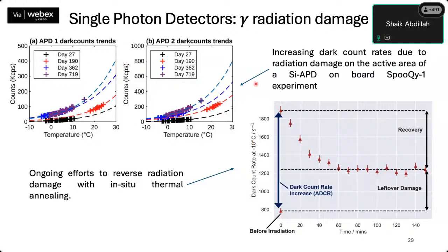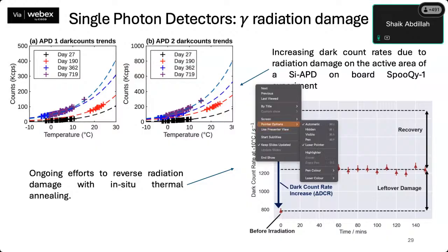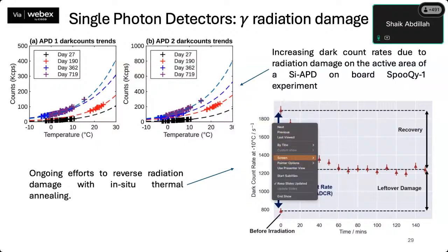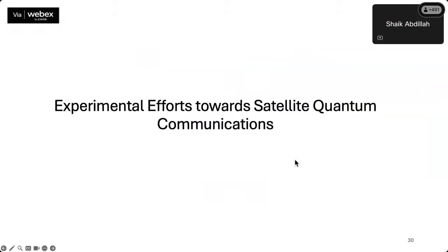So at this juncture, and click with the laser pointer, sorry. Okay, so now we can move on.